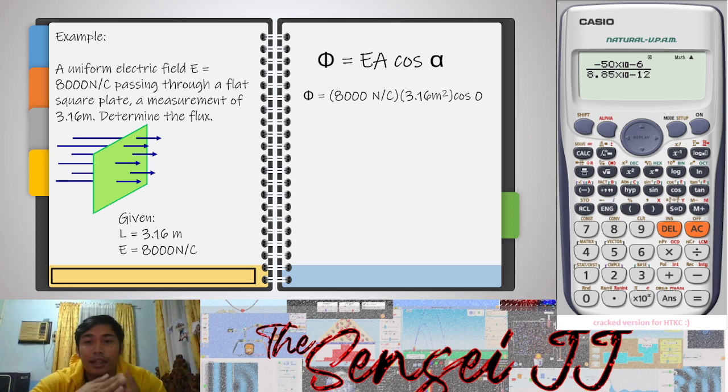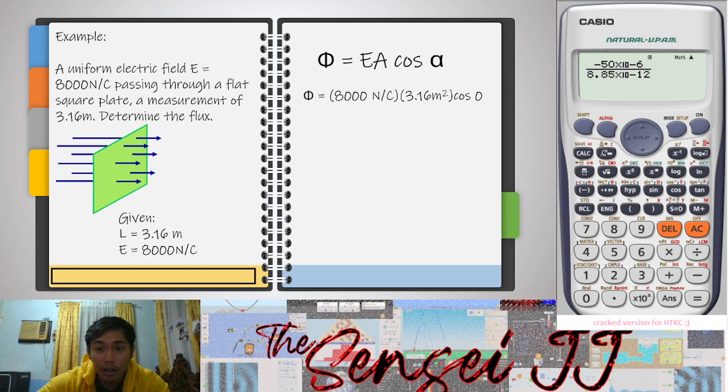We have to still lay it down. And you can see there are our electrical field lines, pataas din siya. And if it is still perpendicular, we have here our cosine 0, since we have 0 degrees for our electrical field lines. And for our area, we have here our 3.16.